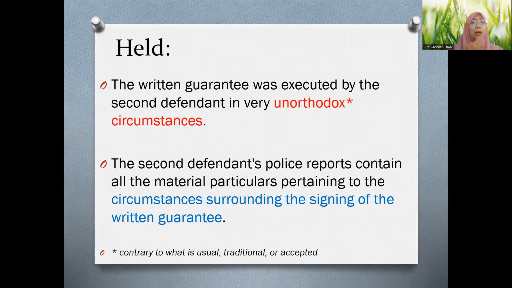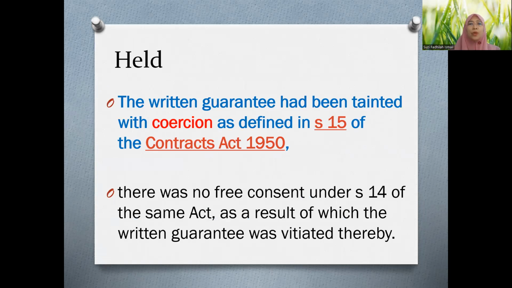The second defendant's police report contained all the material particulars. So meaning that here there's no way that the coercion didn't take place. It took place, basically, pertaining to the circumstances surrounding the signing of the written guarantee. So the court agreed. Yes, the written guarantee had been tainted, affected with coercion as defined in section 15. And because of that, no free consent.